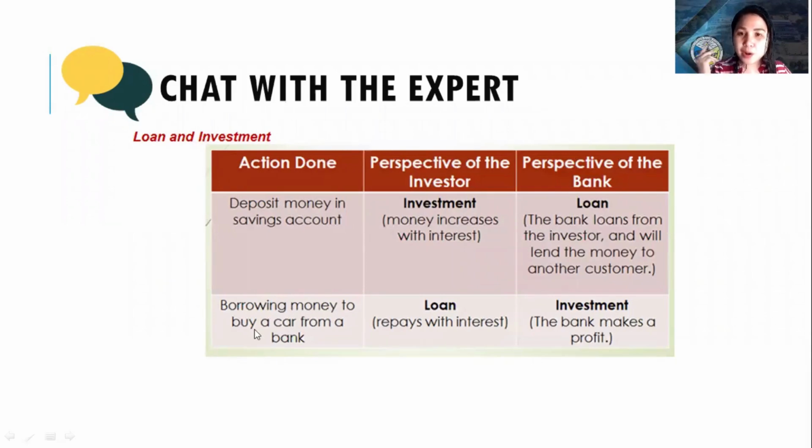Now, if you borrow money from the bank to buy a house or a car, we see that as a loan. Because for example, if I loan 1 million, possibly I'll repay with 1.3 million. But from the bank's perspective, it is their investment. They are lending you the money, and in return, their 1 million will turn into 1.3 million.